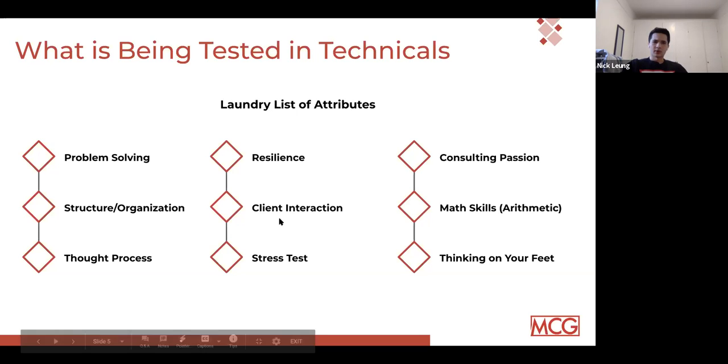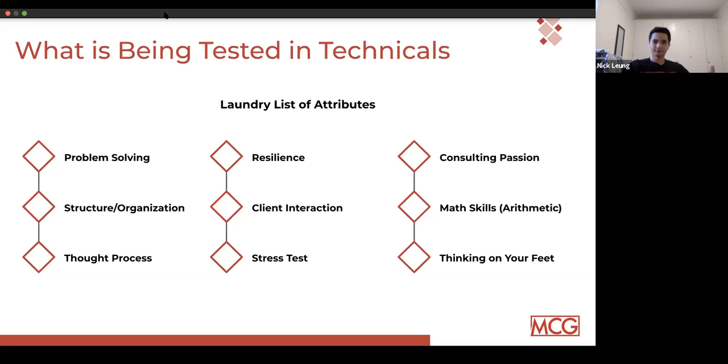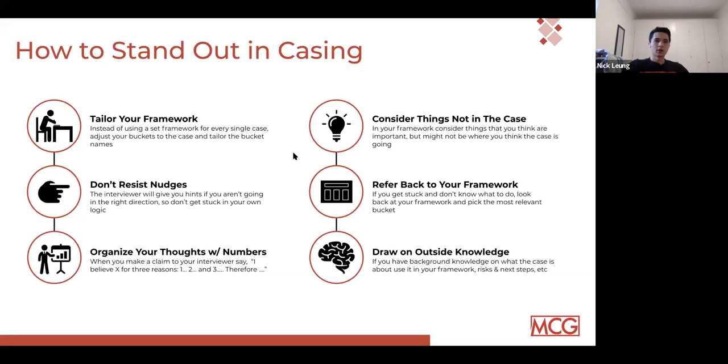Cool. So does anyone have any questions on these attributes, or anything at all about what's being tested for in casing or in market sizing? Okay, great. Cool. So now let's move on.